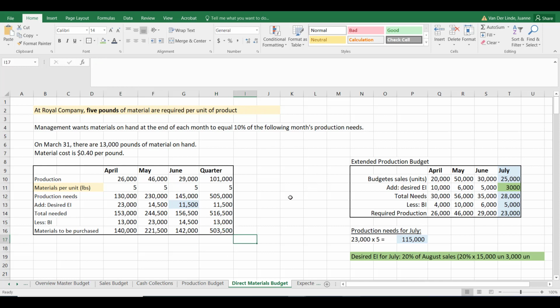So that is that for the direct materials budget. So now we're going to use this budget to figure out what our expected cash disbursements are related to materials for the quarter.